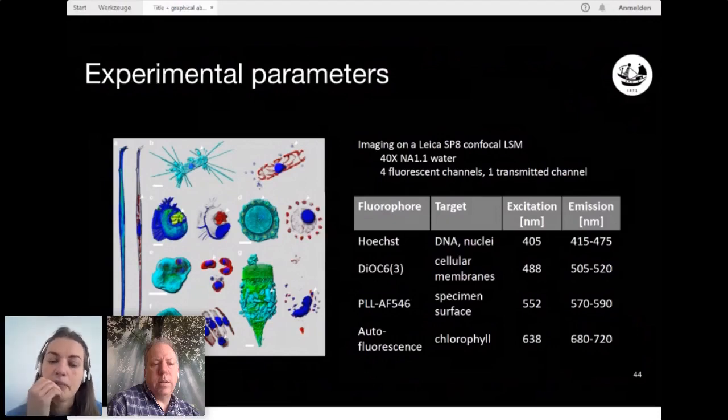Many cells contain chlorophyll, so they are autofluorescent. Then this is a surface staining. DiOC6 stains mitochondria and cellular membranes, and then for DNA we just use TO-PRO.